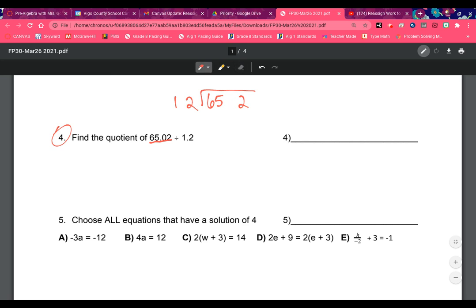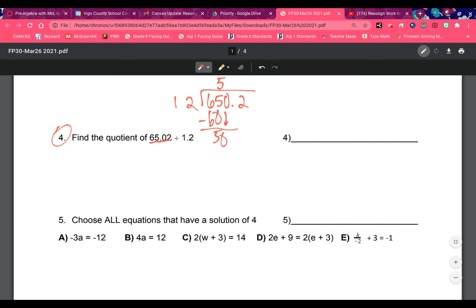So 65.02 becomes 650.2. Now I'm doing the exact same thing, but I just made everything 10 times bigger. I'm going to do my division like I always do. 12 does not go into 6, but 12 goes into 65 5 times. 5 times 12 is 60. If I subtract, I get 5 left, and I bring my 0 down. So now I have 50.